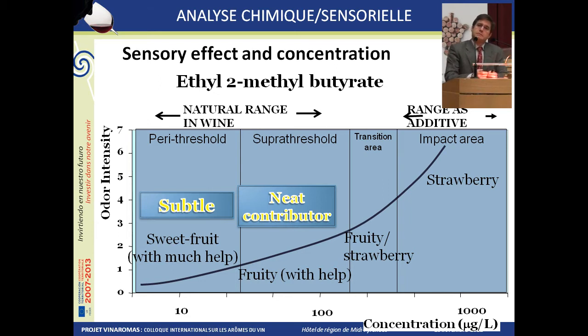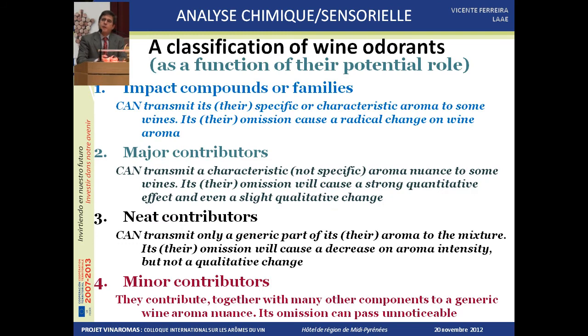So this possibility makes it possible to classify the aroma components, the odorants of the wine, attending to the role that they can play in some of the wines of the world. So first, the impact compounds or families, that are all those compounds or families of compounds that can definitely transmit their specific or characteristic aroma to the wine.